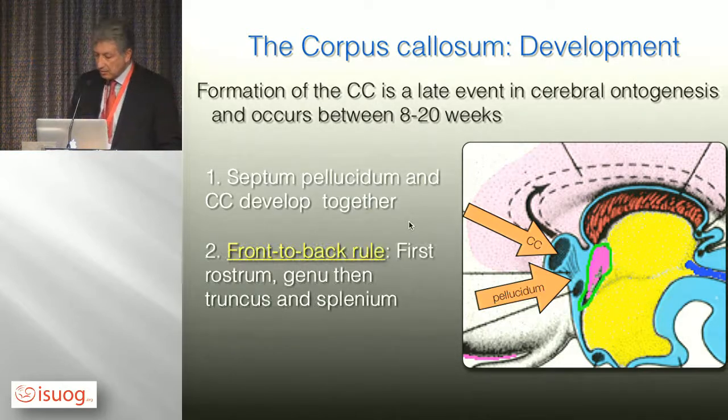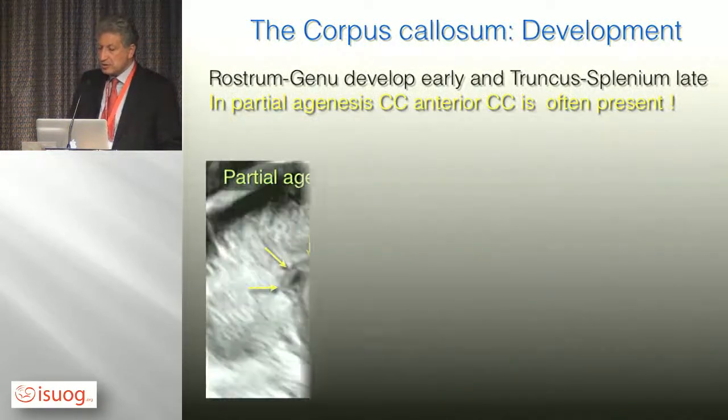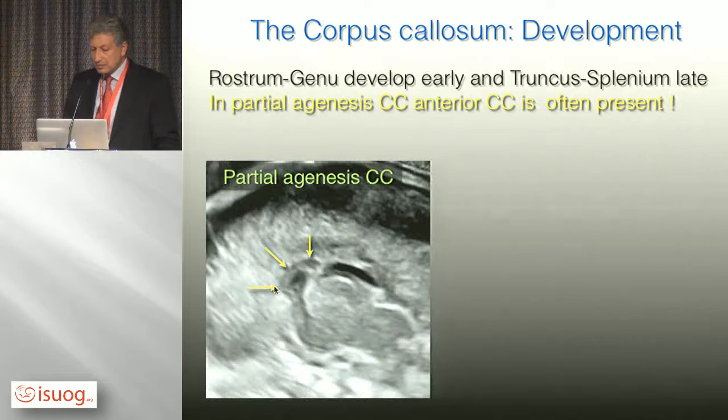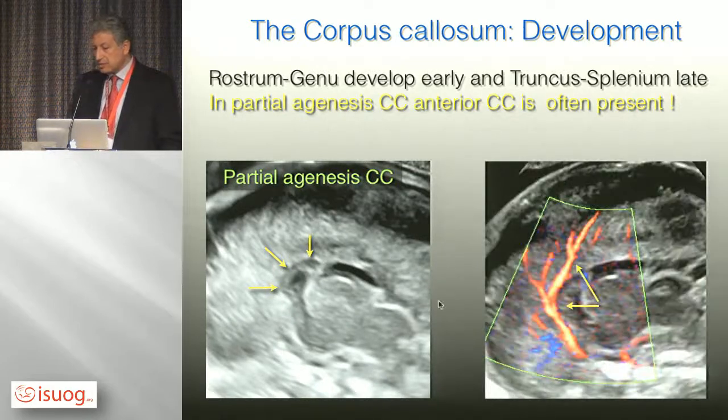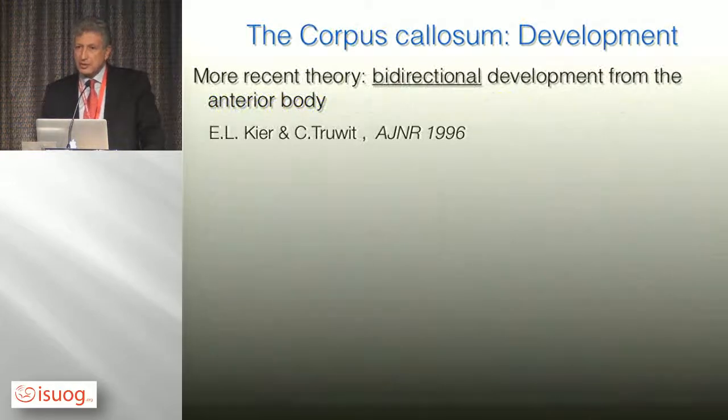The classical rule is the so-called front-to-back rule. That means the development occurs from the front and then goes backward until the splenium, and this is why in typical cases of partial agenesis of the corpus callosum, you often see that the genu and the anterior part of the body are present, but not the posterior part. And you see here the third ventricle, which is elevated and seen at the level of the lateral ventricles. But this is not the complete truth.